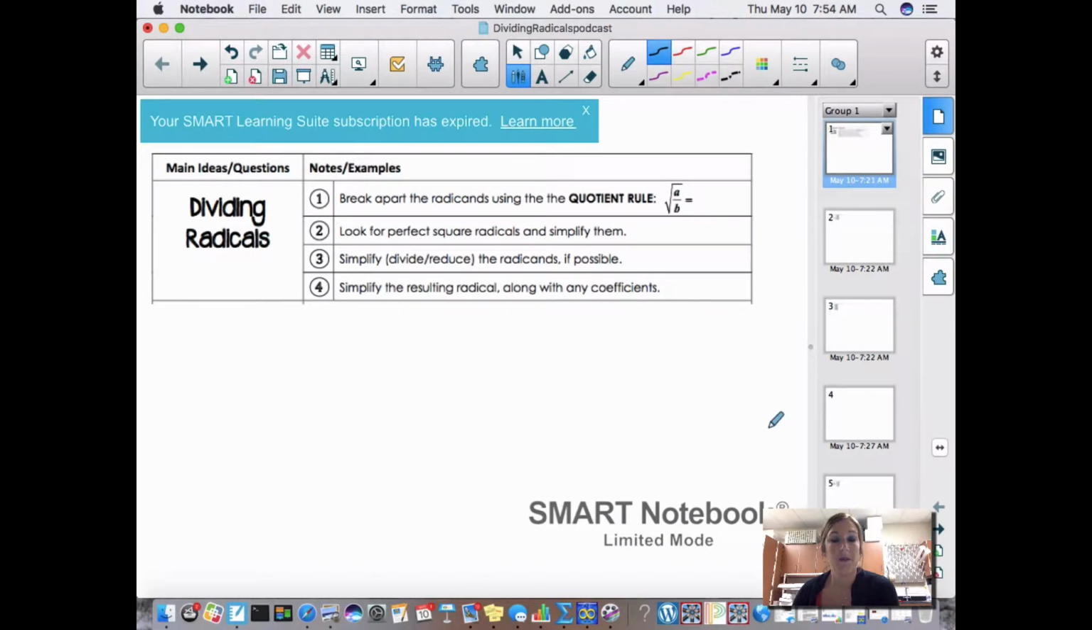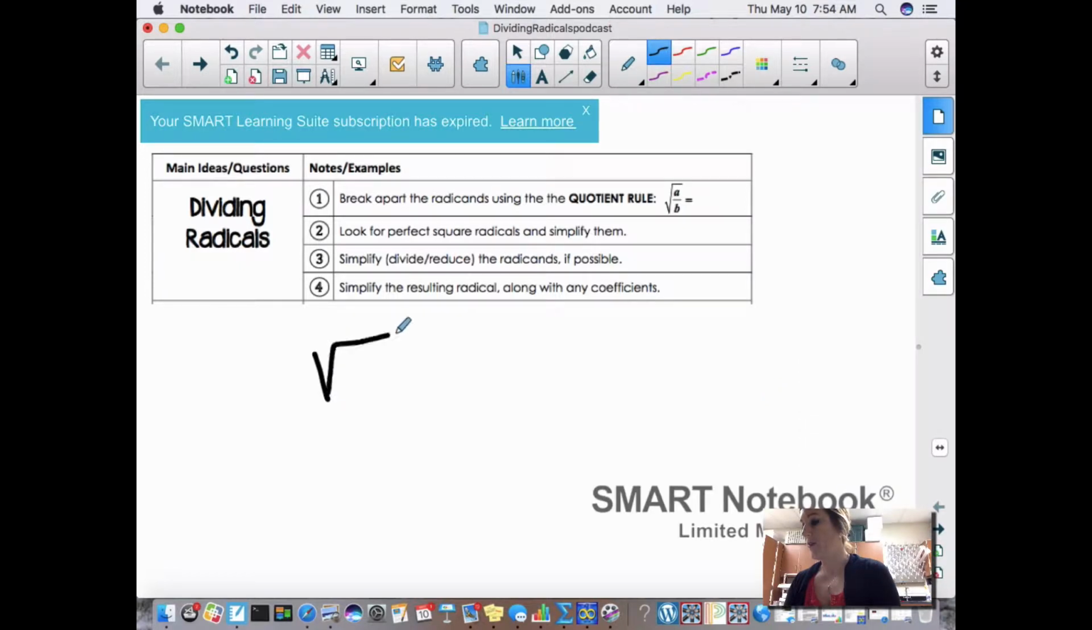Okay, so this podcast is over dividing radicals. So first off, break apart the radicands using the quotient rule. If it is a over b, the square root of it, you can separate it so it is the square root of a over the square root of b. And then you want to look for perfect square radicals and simplify them.